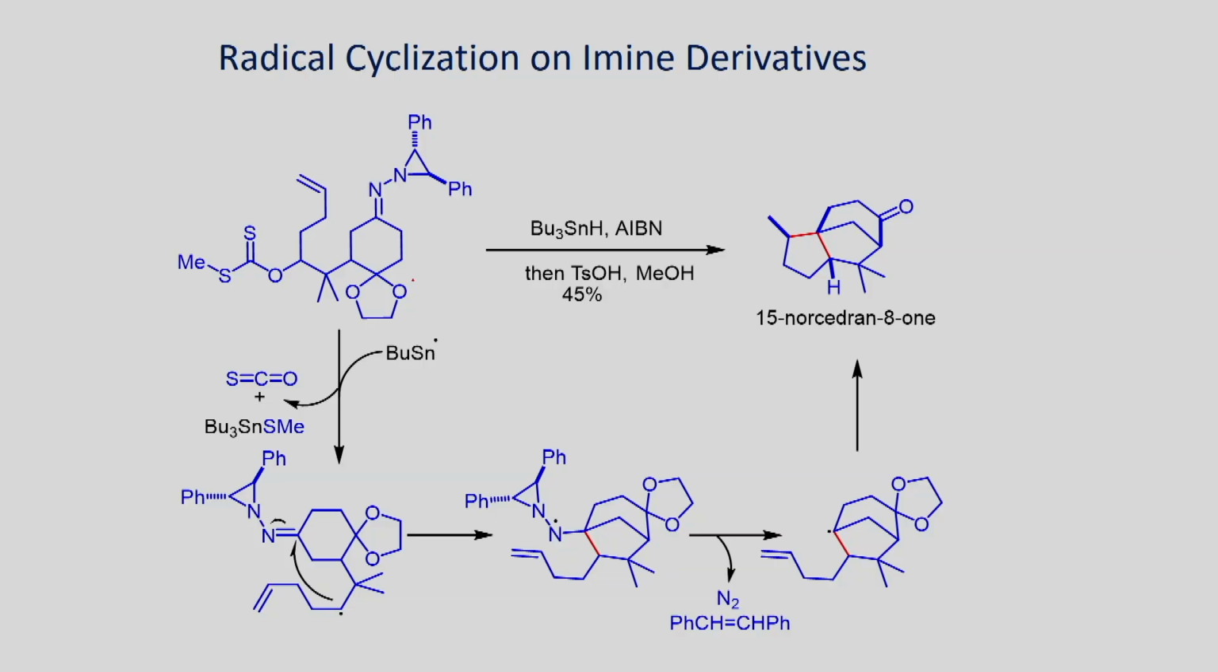Now, let us look at another substrate. As you can see here, this also has multifunctional groups. When you use this xanthate ester with tributyl tin hydride and AIBN, it can lead to cyclization.